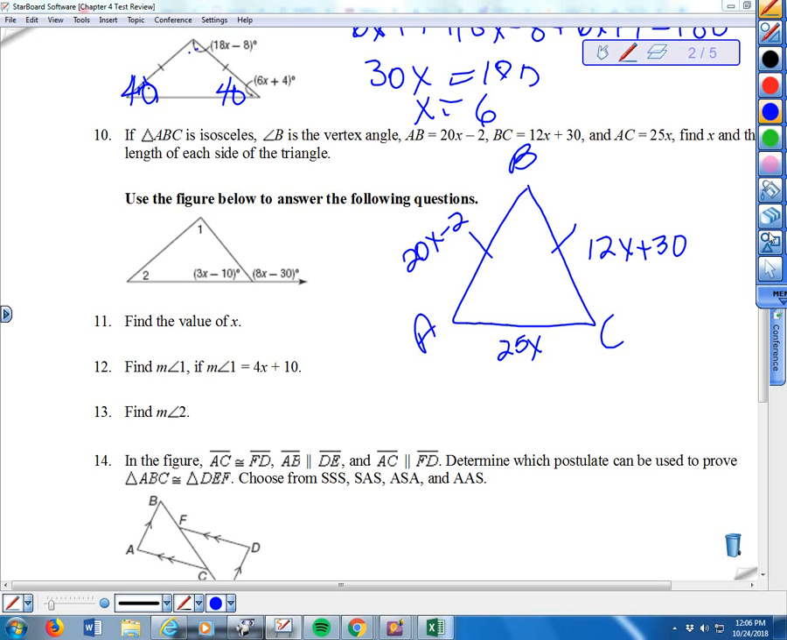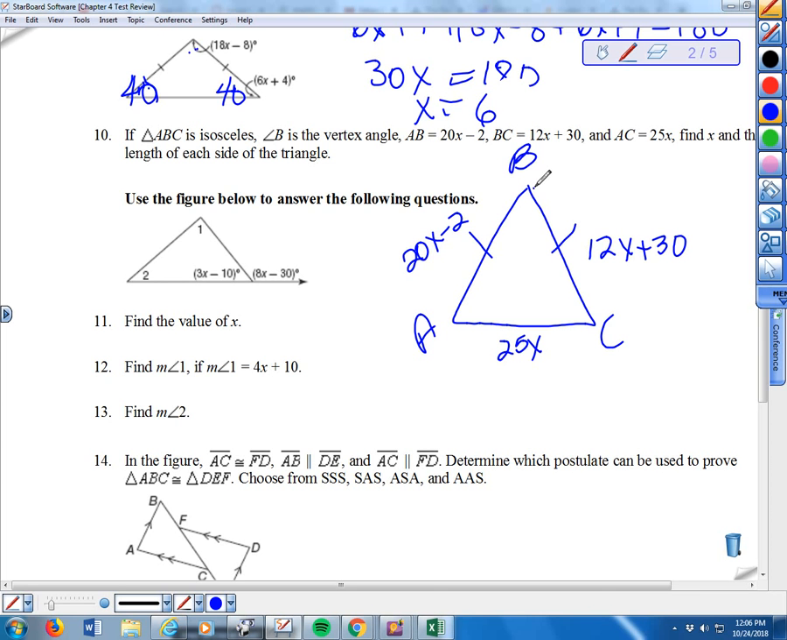Okay, when they tell you that B is the vertex angle, it's really important that you make it the vertex angle. Don't just draw a triangle and label it ABC and then mark it up like this, because you're going to get your sides wrong. Does that make sense? So make sure your triangle is drawn right before you start labeling the sides.